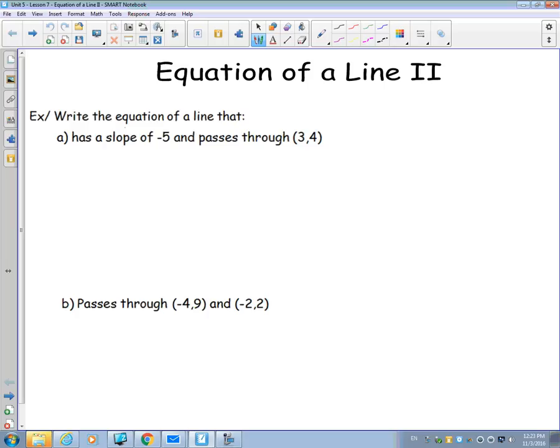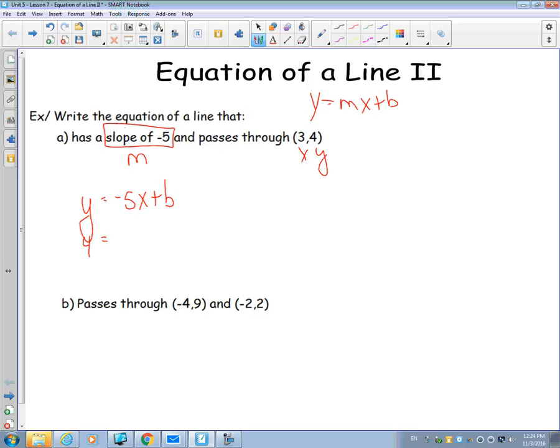So I want to find the equation of a line. We said yesterday that's always mx plus b unless it states otherwise. That has a slope of -5 and passes through a point. So we said yesterday, if we know a slope, which we're given, start by filling that in. All you need to do is find b, the y-intercept. We can do that if we have a point, an x and a y.